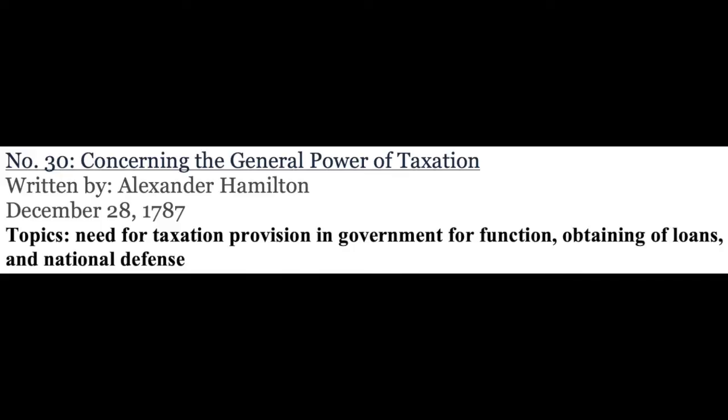Today, the topic of discussion will be Federalist number 30. It's titled Concerning the General Power of Taxation, written by Alexander Hamilton, released December 28th, 1787. Now, topics included are the need for taxation, provision in government for function, obtaining of loans, and national defense.